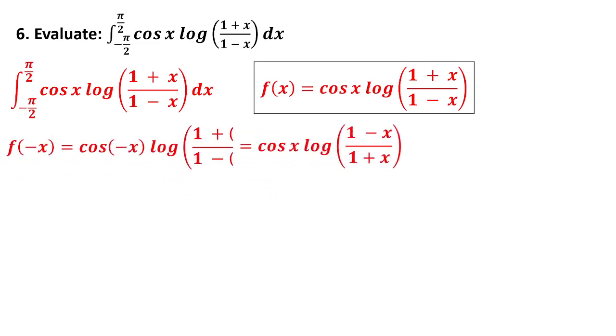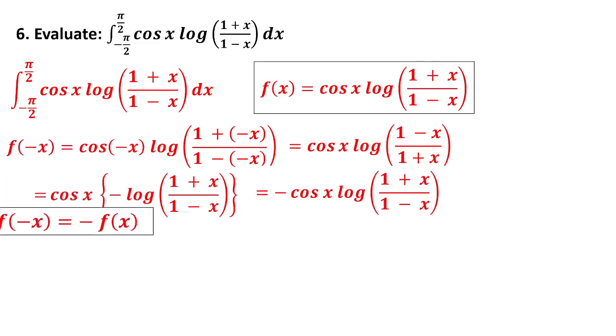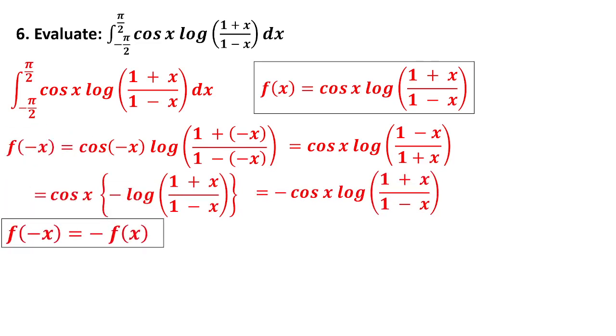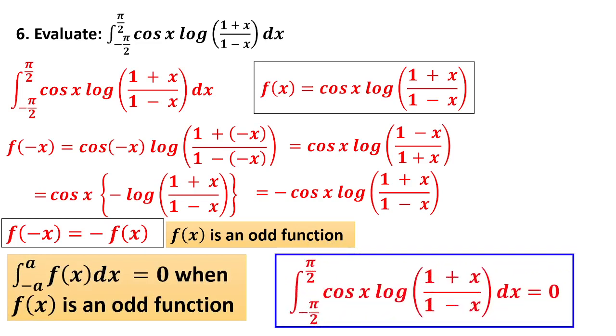Cos of minus x is cos x. Then log of (1 minus x) by (1 plus x). You know that log of (1 minus x) by (1 plus x) can be written as minus log of (1 plus x) by (1 minus x). Therefore, you are getting f of minus x is equal to minus f of x. What is the meaning of it? f of x is an odd function. Therefore, for an odd function, integral minus a to a f of x dx is 0. Therefore, the answer is 0. No need to do any integration. But in the exam, you have to prove that the function inside the integral is an odd function. Otherwise, marks will not be given.